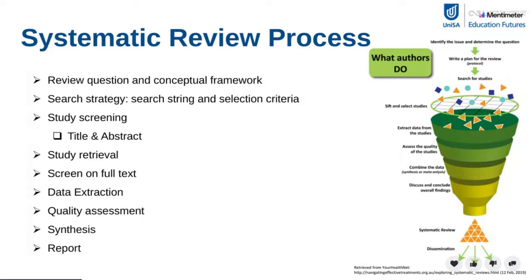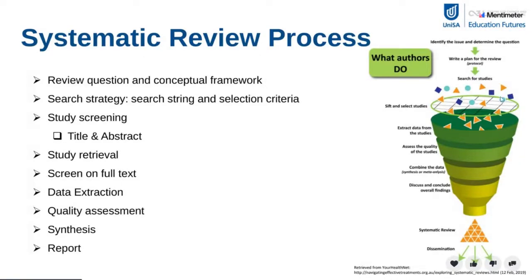You would also come up with very specific inclusion criteria. So these studies, if they match all of these criteria, they would definitely be included in the review. But these studies, if they match these exclusion criteria, they're out. We're not even considering them. They're outside of the scope of the review.